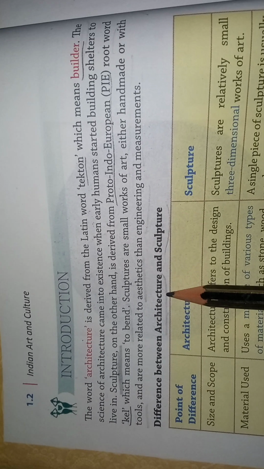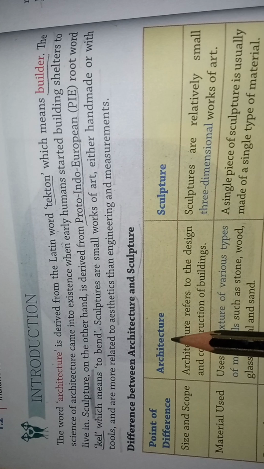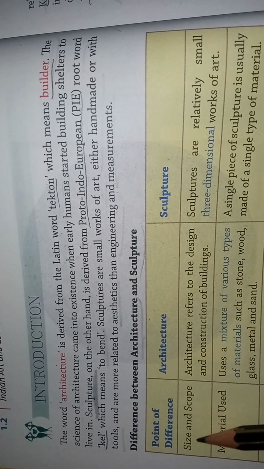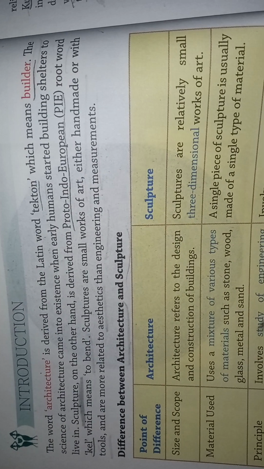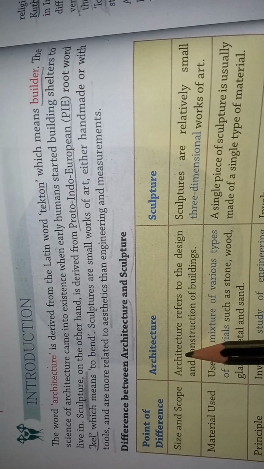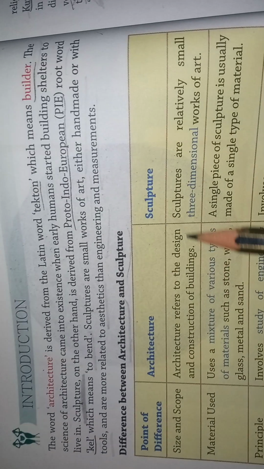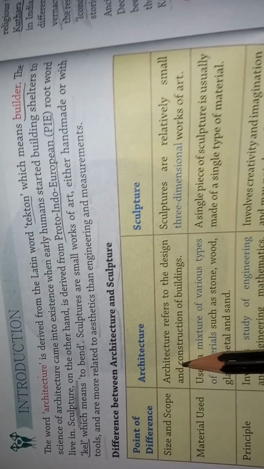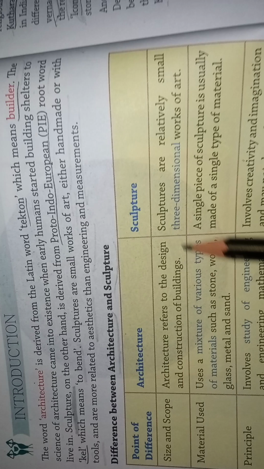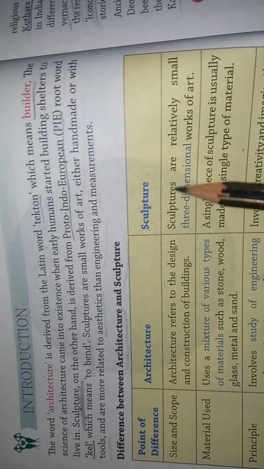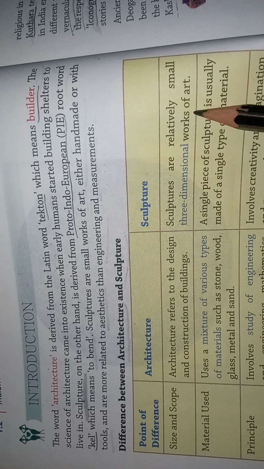Difference between architecture and sculpture. Basically, they have different sizes and scopes. In terms of size, architecture refers to the design and construction of a building. It depicts building construction or design. Sculptures are relatively small three-dimensional works of art.